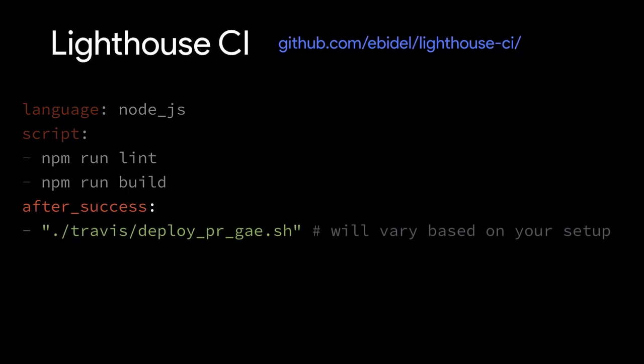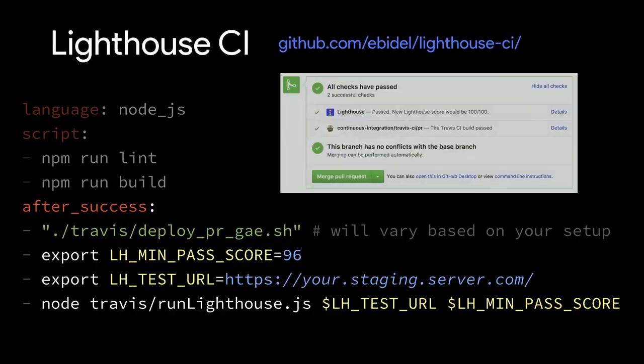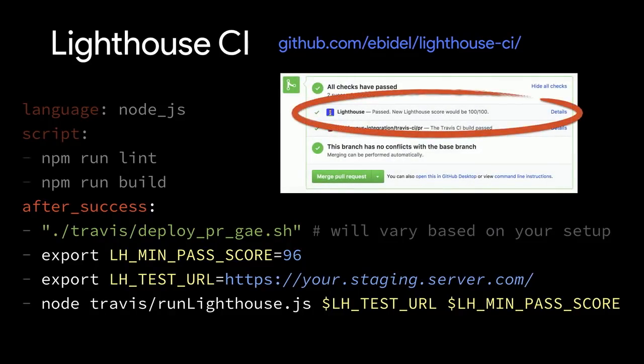And so I have a little shell script that deploys the pull request to App Engine. But if you're using Firebase or some other server, then you can choose how to deploy your own stuff. And then there's this example run Lighthouse JavaScript file. That basically just fires off Lighthouse, tests it on a headless version of Chrome in the cloud, and then returns the score. I'm passing two environment variables here, the score that I want to achieve and the URL that I want to test. And in this case, it's that staging server URL on App Engine. So that's how you use Lighthouse and get that little light everywhere on GitHub and Travis.